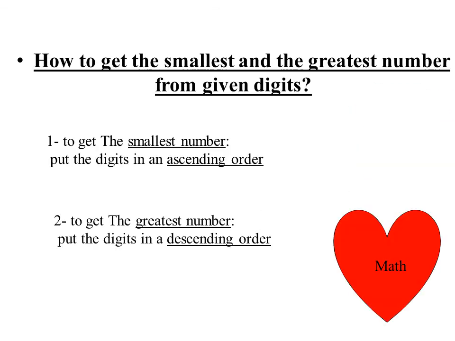How to get the smallest and the greatest number from given digits? If I give you some digits and ask you to get the smallest and the greatest number, what should you do? Number one, to get the smallest number, put the digits in an ascending order. And to get the greatest number, put the digits in a descending order.